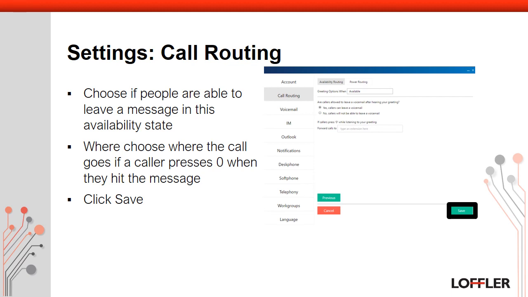Choose where callers go if they press 0 when they hit your voicemail message. This will default to the operator, but you can choose to send the call elsewhere. And then click Save.